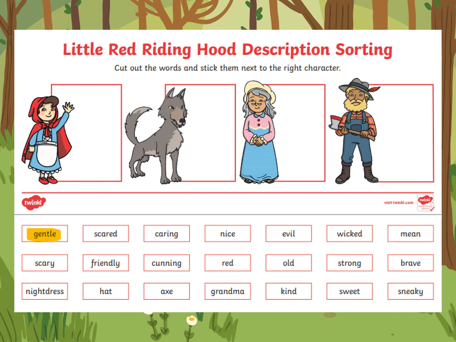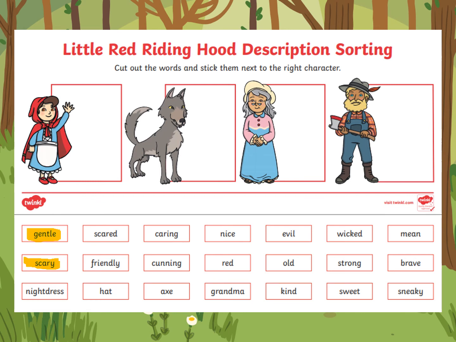Okay, let's have a look at the next one. The next word is the word scary. Scary. Now, do we think the character of Little Red Riding Hood is scary? Are we a bit scared of her? Are we afraid of her? I think you're probably right. I don't think we are scared of Little Red Riding Hood.